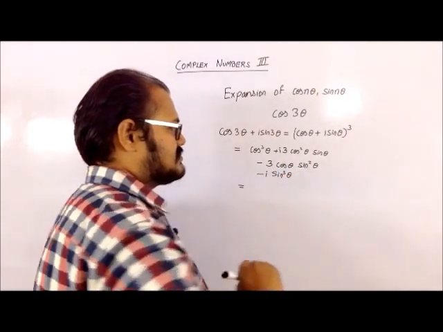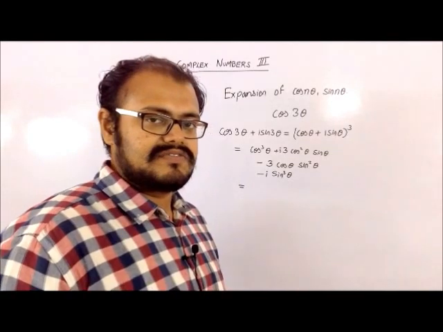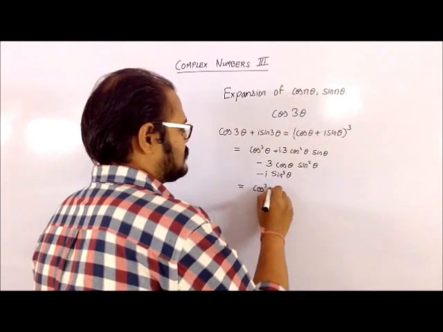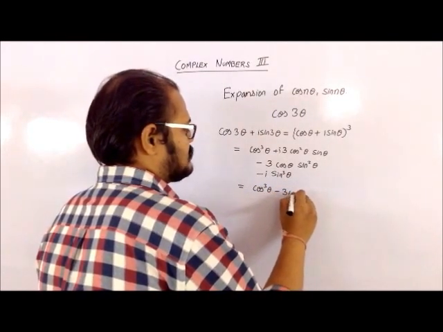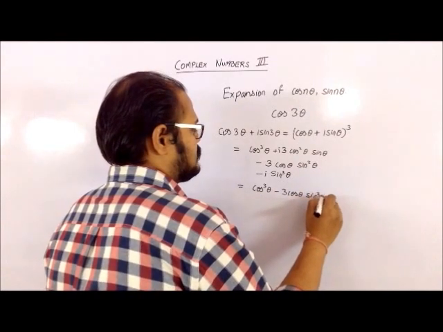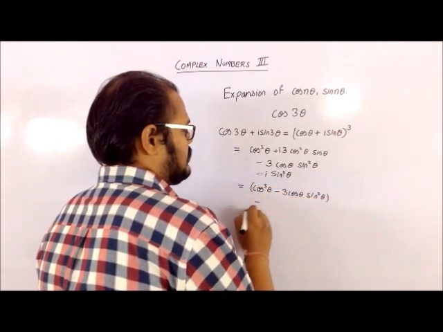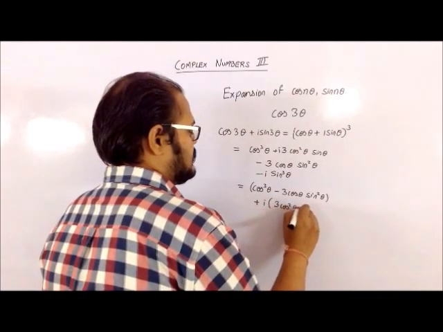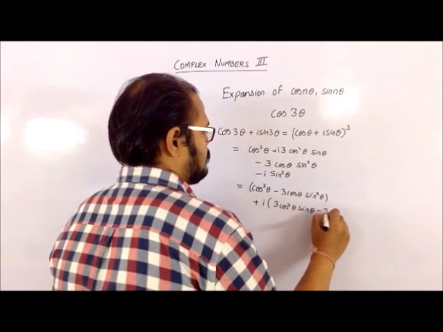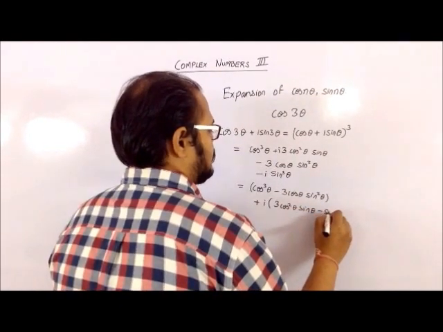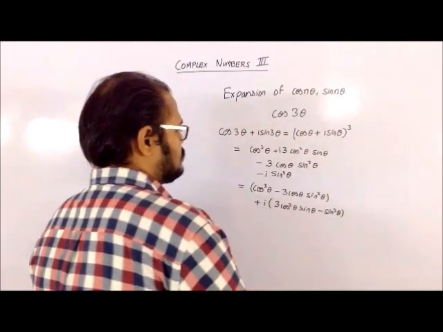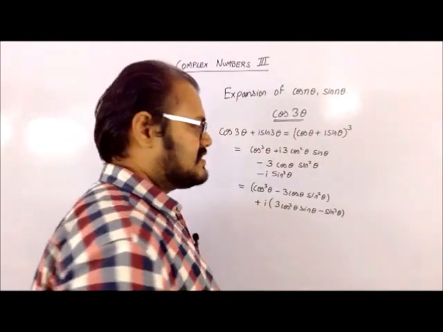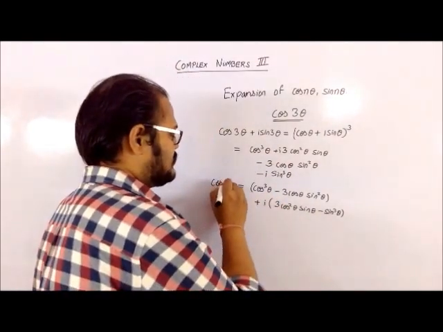Now the next part what we have to do is find the real and the imaginary parts. So my real term is cos raised to 3 theta minus 3 cos theta sine square theta, plus i, the imaginary part, 3 cos square theta sine theta minus sine cube theta. So since I was asked to find the expansion for cos 3 theta, I will only write the real part.